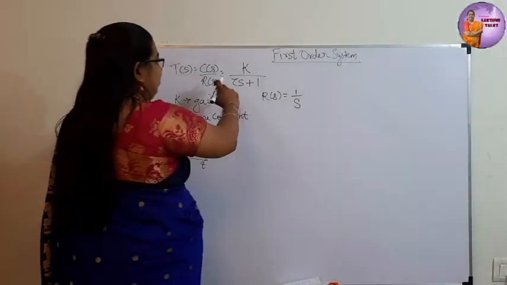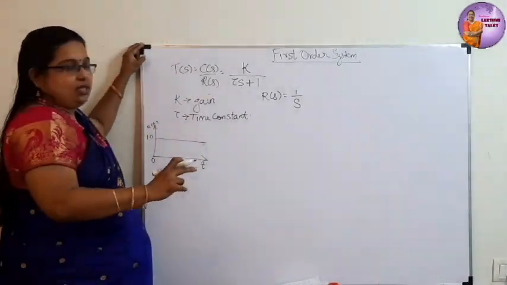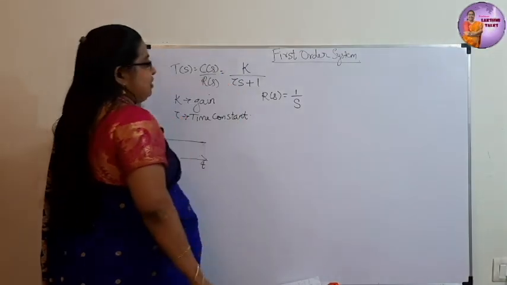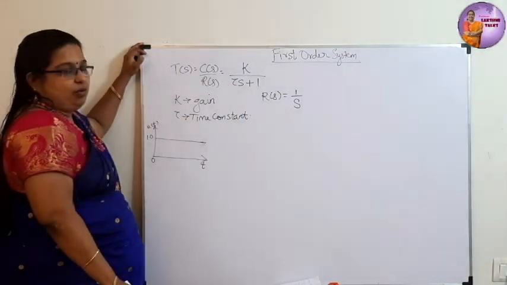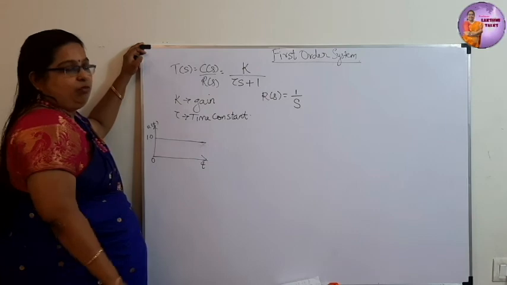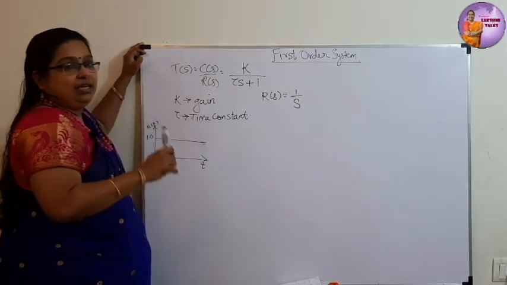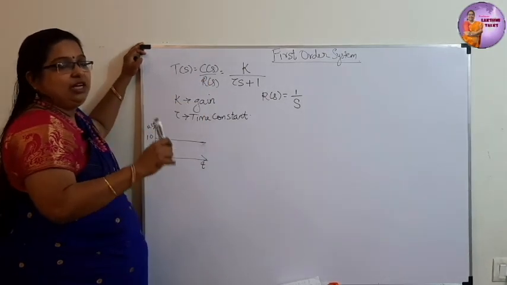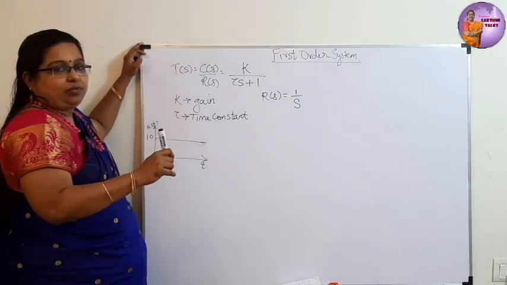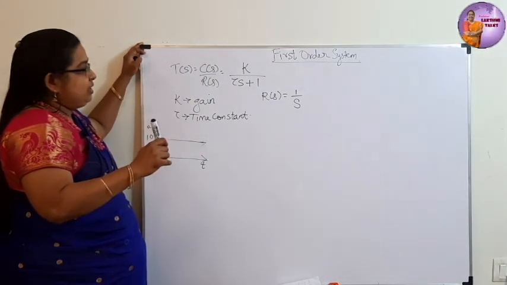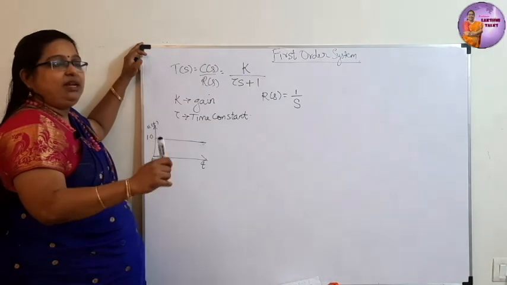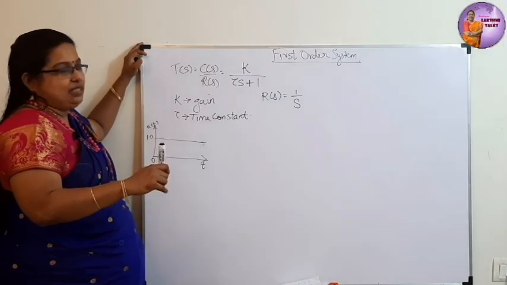Okay, now what do we need? We need to find out the response, right? We know that c of s is the Laplace transform of output and r of s is the Laplace transform of input. So we need to find out the time domain response, means we need to find out c of t. So first we should know what is c of s, then we can take Laplace inverse to get c of t.